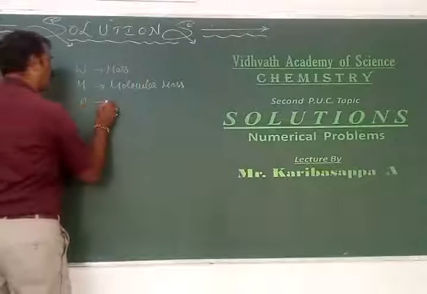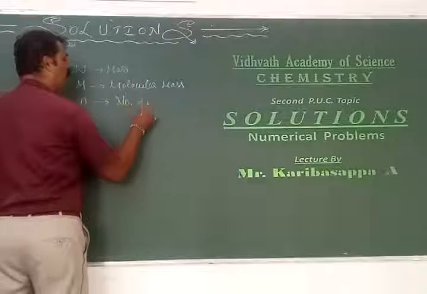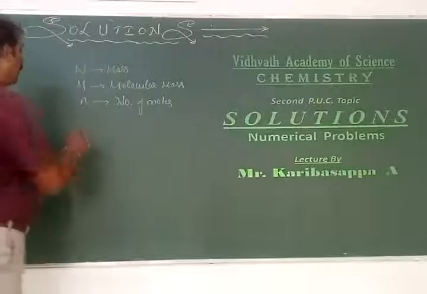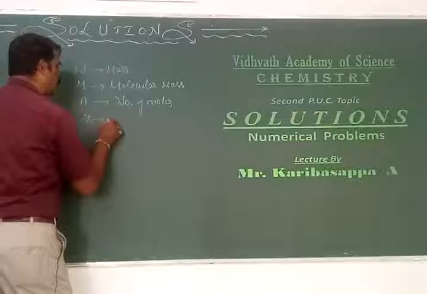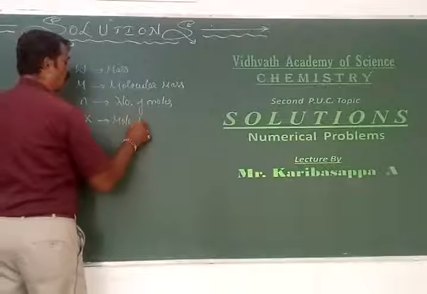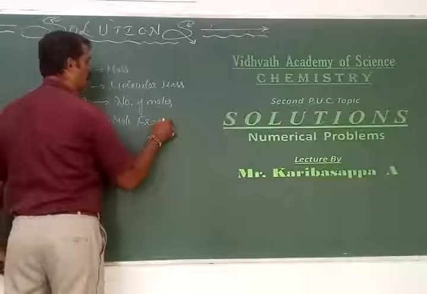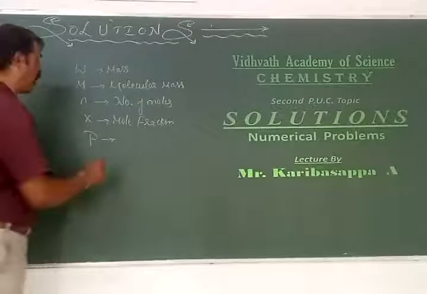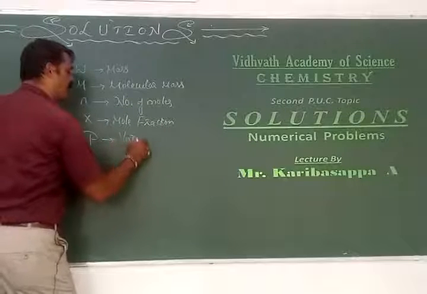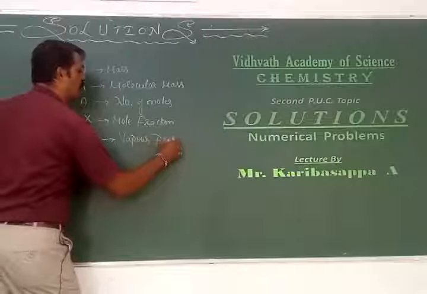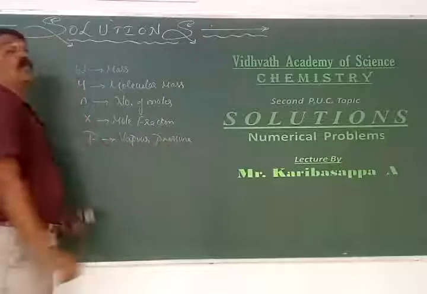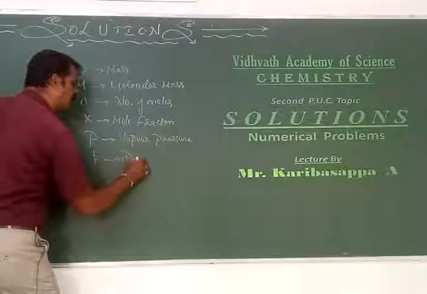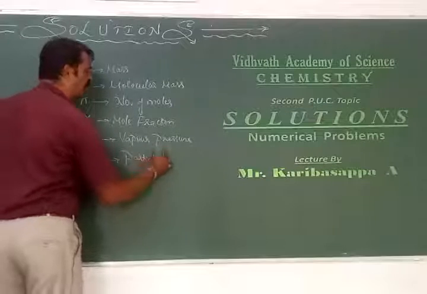N refers to number of moles. X refers to mole fraction. In this chapter, P is regarded as the vapor pressure. It is not the ordinary pressure, it is the vapor pressure. If it is small p, it is called partial pressure or partial vapor pressure.